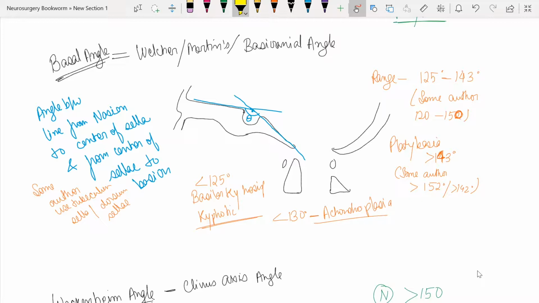If basal angle is less than 130 degree, it is generally found in achondroplasia. So less than 125 will be generally found with achondroplasia also.